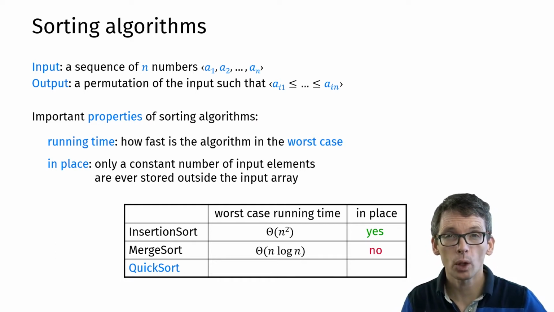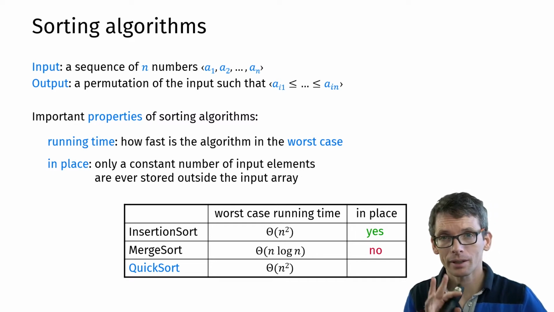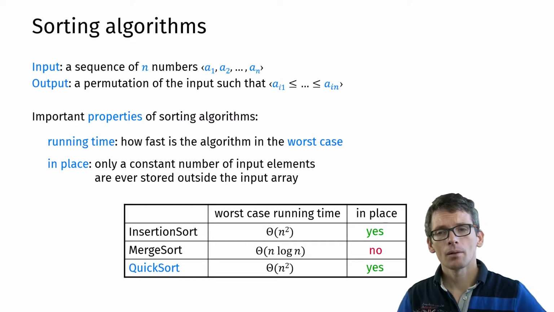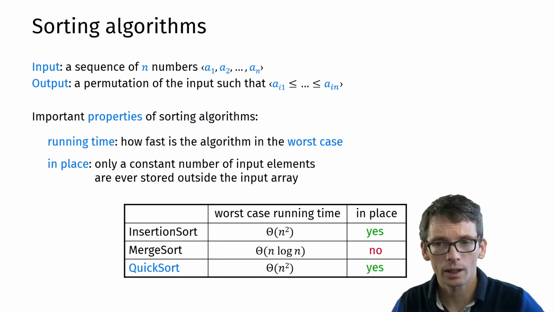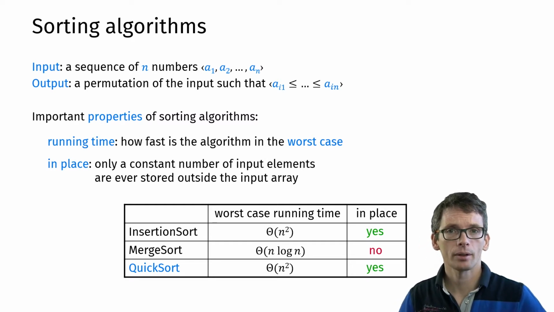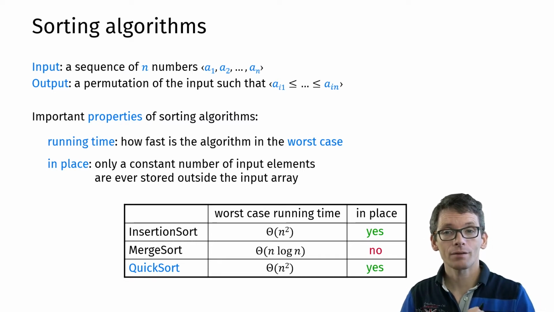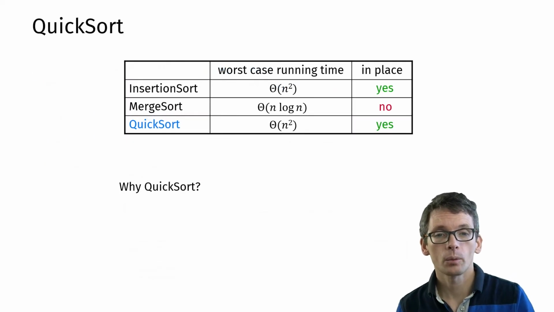Quicksort has a worst case running time of n squared, but we'll have to say more about that in a moment. It is in place, but that seems to say that we don't really gain anything by having Quicksort. That is wrong. Quicksort is faster than it seems to be. So why would we want to do Quicksort?